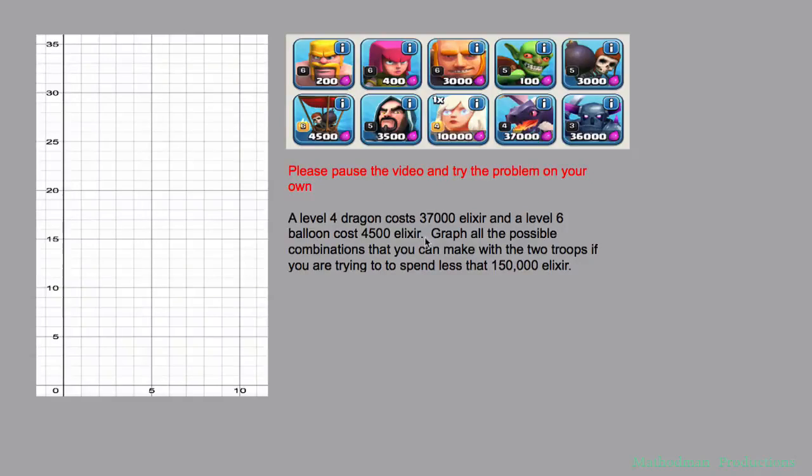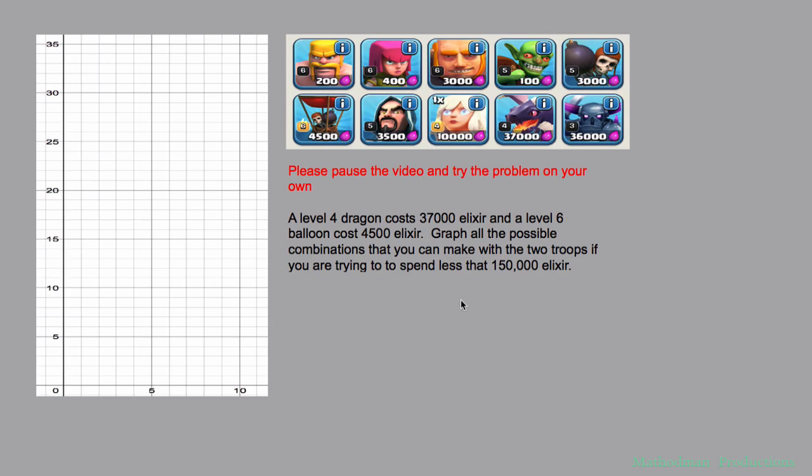A level 4 golem costs 37,000 elixir and a level 6 balloon costs 4,500 elixir. Graph all the possible combinations that you can make with the two troops if you are trying to spend less than 150,000 elixir. Think about what we did in the first video. I'll map it out for you to give you a little hint.